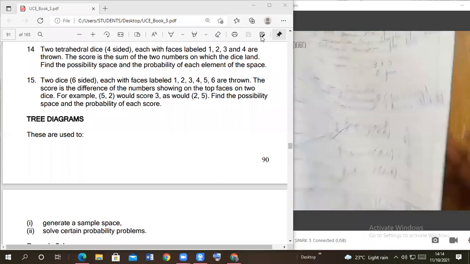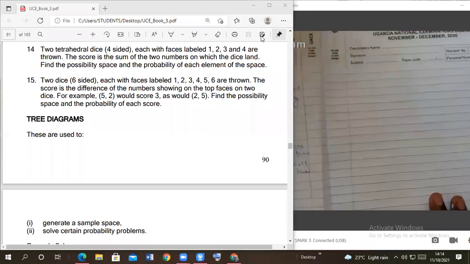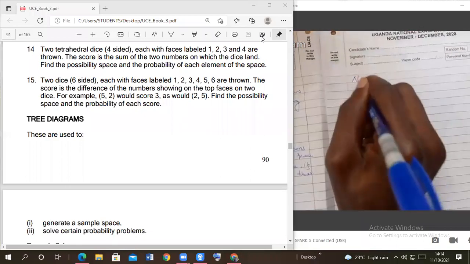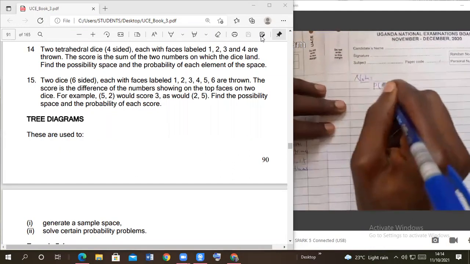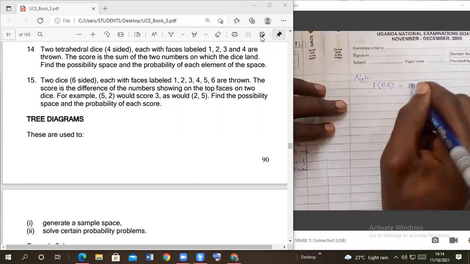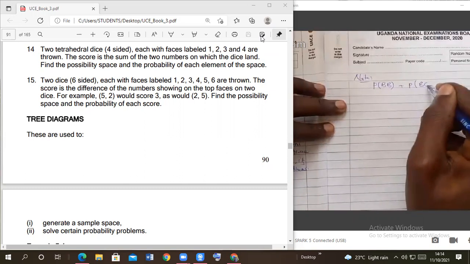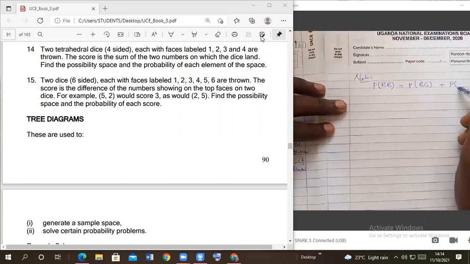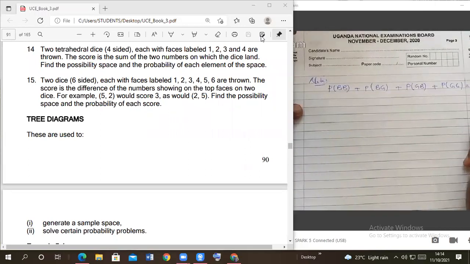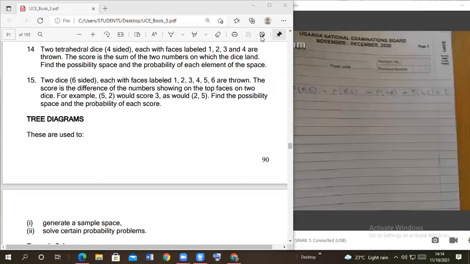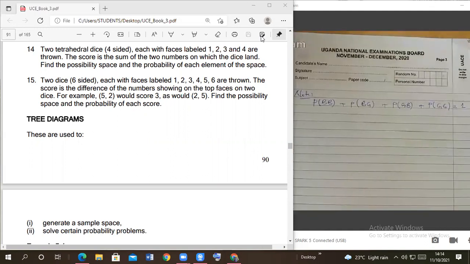So now, when you add, let me say here, the probability of getting blue and blue plus the probability of getting blue and green plus the probability of getting green and blue plus the probability of getting green and green must give you 1. Must give you what? Must give you 1. Are you together?